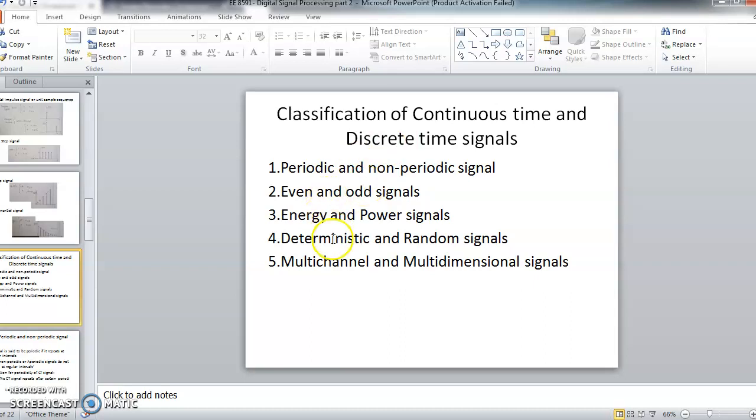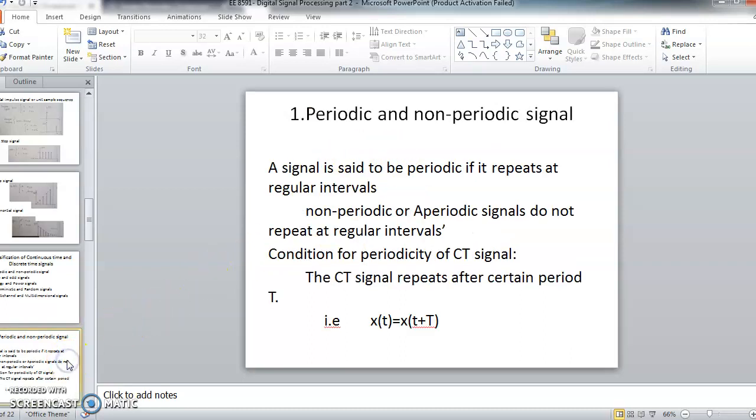So these are the 5 classifications of both continuous time signal as well as discrete time signal. Let us see one by one. First one is the periodic and non-periodic signal. So what is a periodic and non-periodic signal?